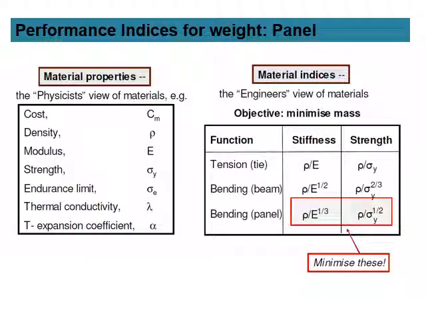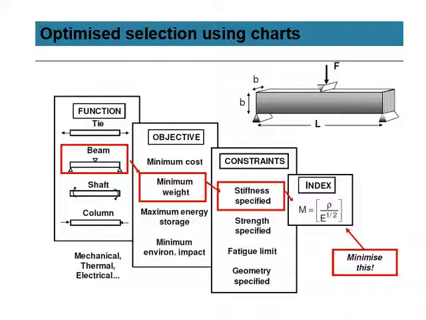So this one is to minimize this part in the case of a panel. And then optimize selection using the chart. So you can choose beam, minimum weight, stiffness specified, and minimize this one. Usually in the Granta EduPack or CES EduPack, you can choose like this.